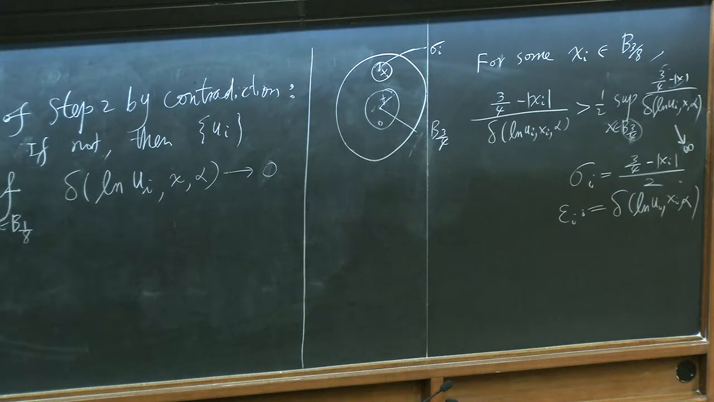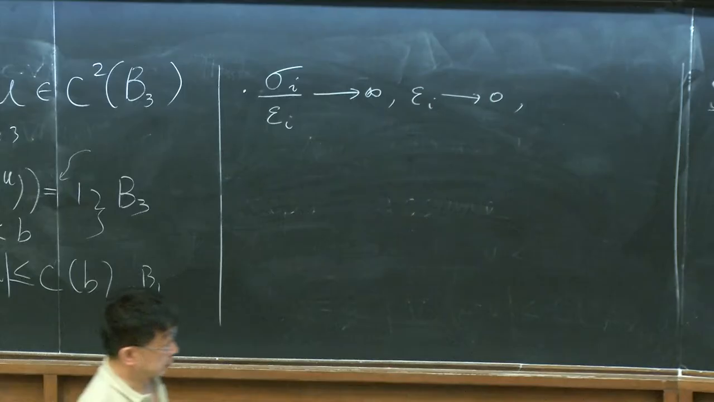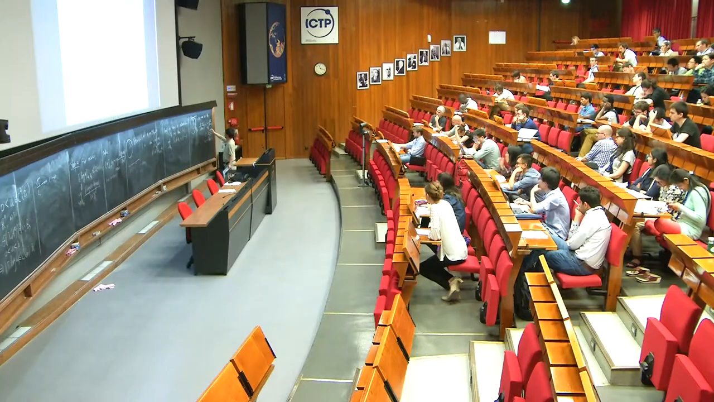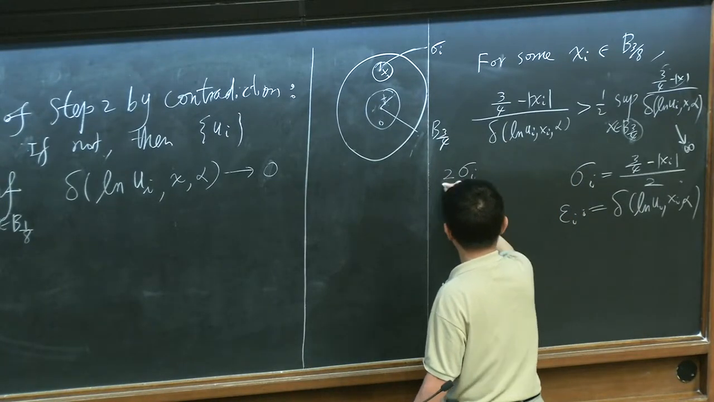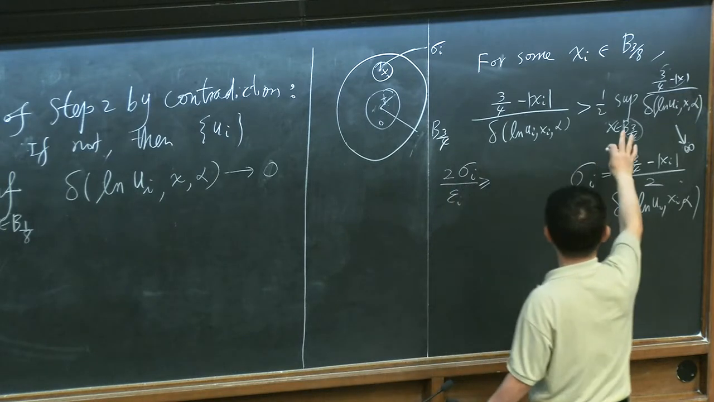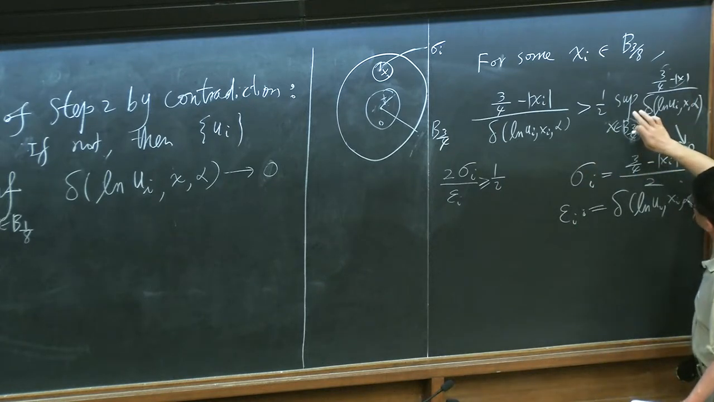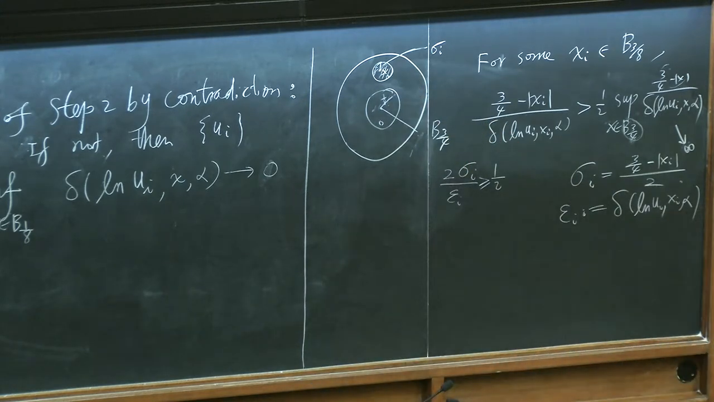And we also know that epsilon_i goes to 0, because of this. So the left-hand side is twice sigma_i divided by epsilon_i, and the right-hand side is bigger than 1/2. And then I restrict this to the supremum of that ball. I can go to the supremum of that ball.